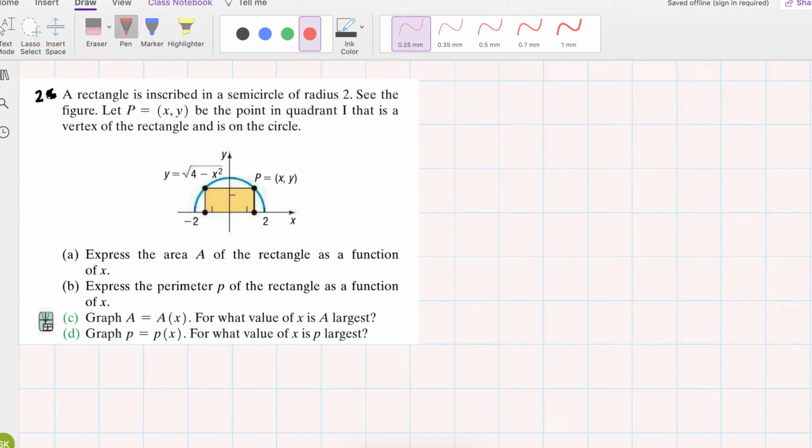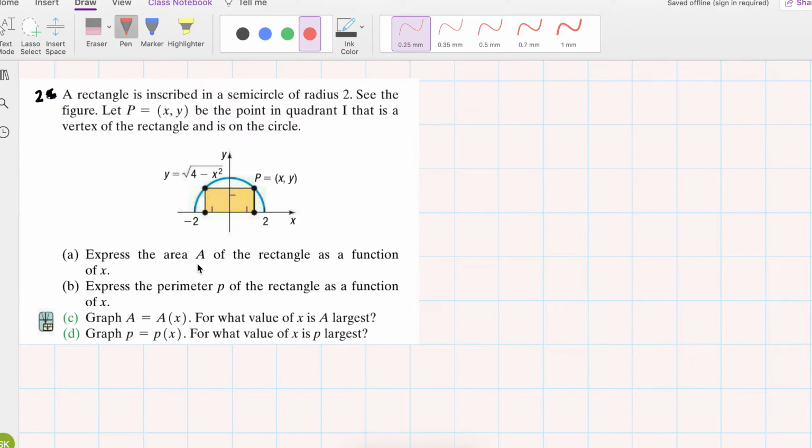Let's look at another example of building a function from a word problem. So here I have a rectangle that's inscribed in a semicircle of radius 2. A semicircle is just half a circle, and the radius, the distance from the center to the circle, is 2. We're going to let P be the point (x, y) in quadrant 1. That's a vertex of the rectangle, and it's on the circle. As you can see here, P is right here, and it's a vertex of the rectangle, and it's also on this circle. I want to do the following.